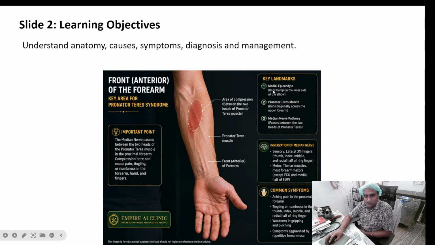So the key landmarks are the medial epicondyle, the bony bump on the inner side of the elbow. The pronator teres muscle runs diagonally across the upper forearm. The median nerve pathway passes between the two heads of the pronator teres.